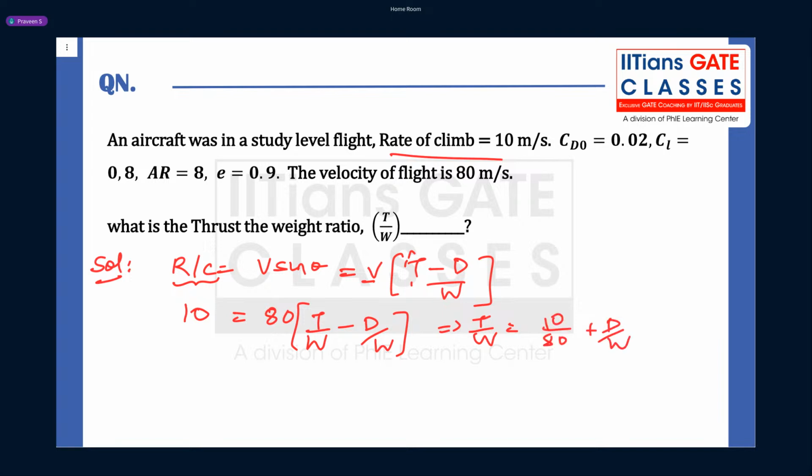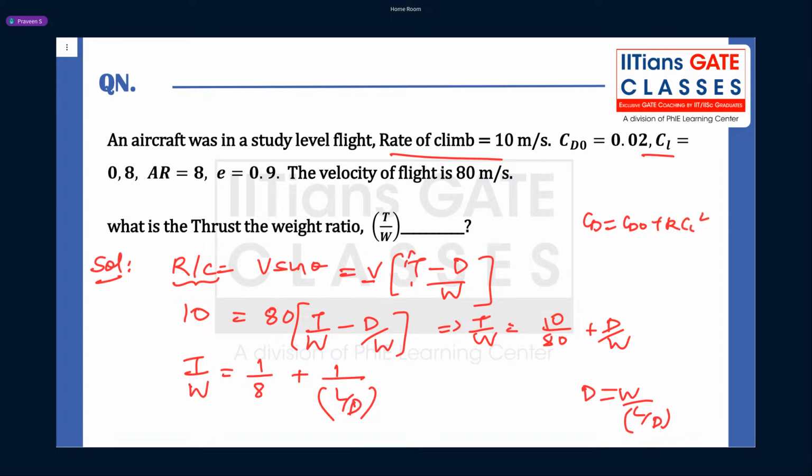But recall in a steady level flight we have drag equal to W by L by D, right? So we'll have to plug that in here as well. Which means thrust to weight ratio will be equal to 1 by 8, which is 0.125, plus 1 divided by L by D. We only know the CL, we have to get the CD. So how will you get the CD? CD is equal to CD naught plus K CL square. Substitute that over there.